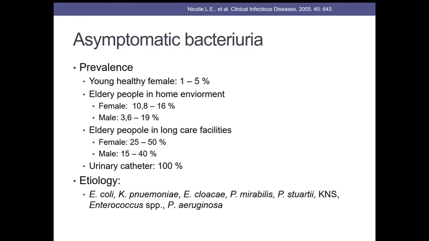I will spend a couple of minutes speaking about asymptomatic bacteriuria. It is a finding mostly from the lab, so you are sending the urine sample from a person who doesn't have any signs or symptoms of urinary tract infection, but you find a significant number of bacteria, just one species, in the urine sample.